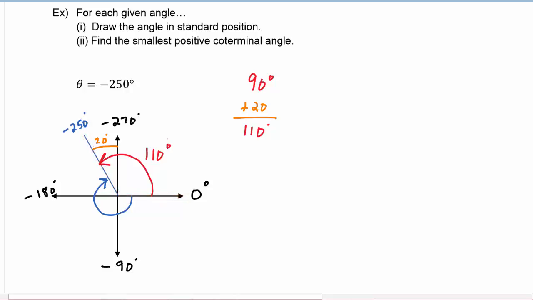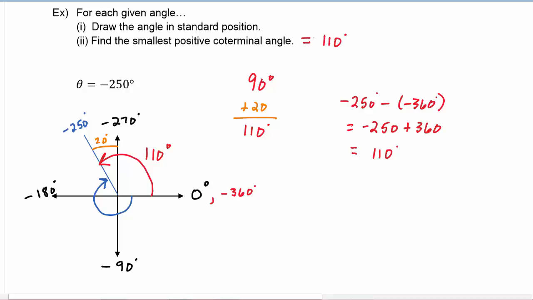Another way that you can think of it is, since we're going in the negative direction, this was negative 250. If we had gone all the way around, we would have gone to negative 360. And you could say negative 250 minus negative 360 becomes negative 250 plus 360, which is equal to 110 degrees. So that smallest positive coterminal angle is 110 degrees.